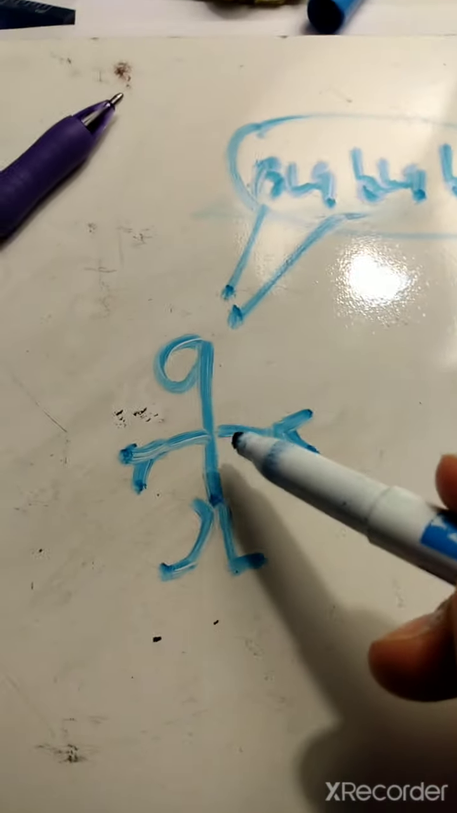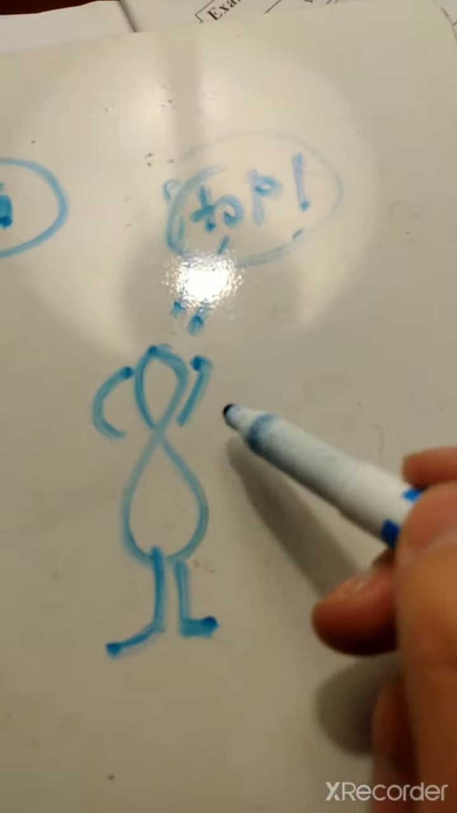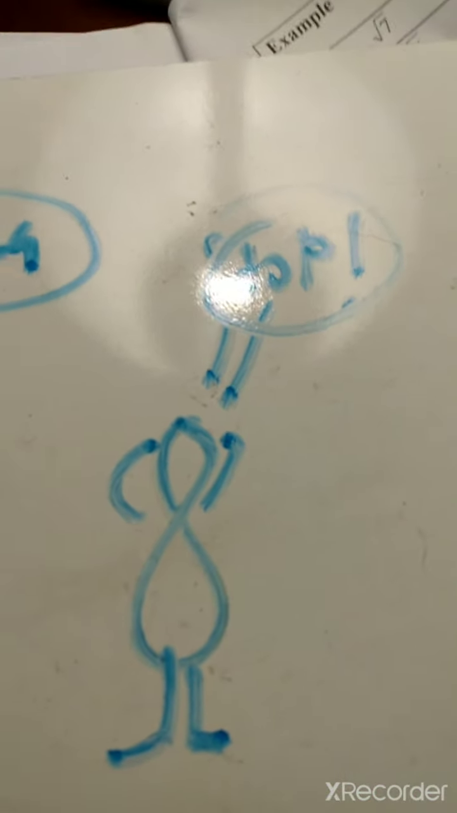So here's an example. The 9 keeps talking, but the 8 and other numbers are like, stop, this is annoying.